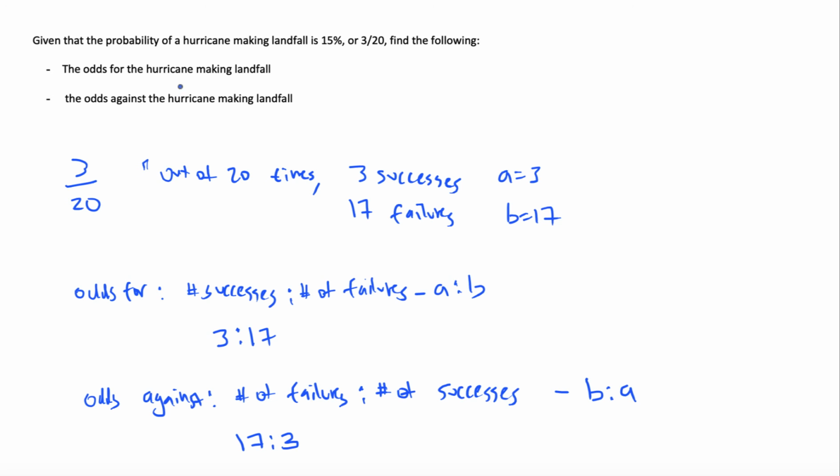So whenever we're given the probability of an event occurring, the bottom number essentially determines the total number. The top number represents the number of successes, which we can call A, and then we need to subtract these in order to get the number of failures, which we'll call B. So the odds for is going to be A to B, and the odds against will be B to A.